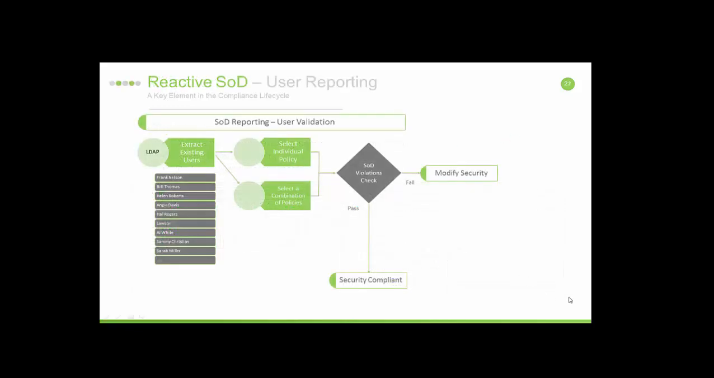So let's look at how this would work. We go back to our regular reporting, and we're going to pull out our users, pull out our policies, see what we want to check, run it through our violations and see if we're compliant or not. And this time now we need to modify. So let's do this within the application, using our role and object modeling.